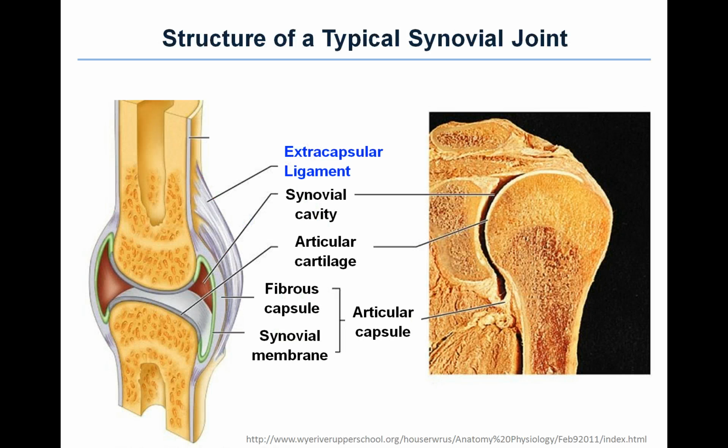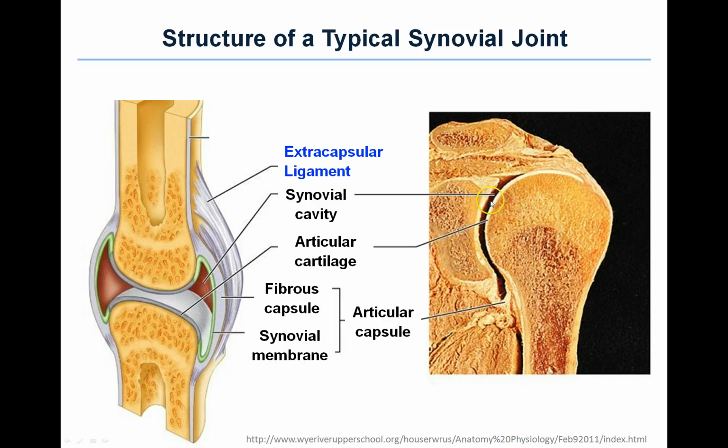Let's look at the internal structure of a typical synovial joint. As the synovial joint is the most common in the body and the most highly mobile, it has a number of special features that enable it to have this important function of mobility. On the left, you can see an illustration depicting the major structures of a typical synovial joint. On the right, you can see a section through the shoulder joint, which is an example of a ball and socket synovial joint. Note here is the head of the humerus, and here is the scapula that it articulates with.